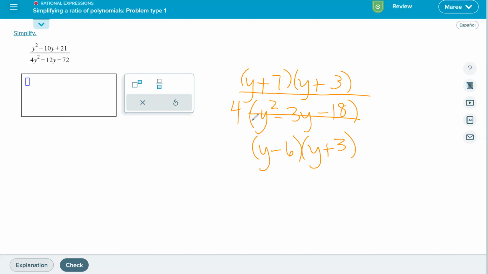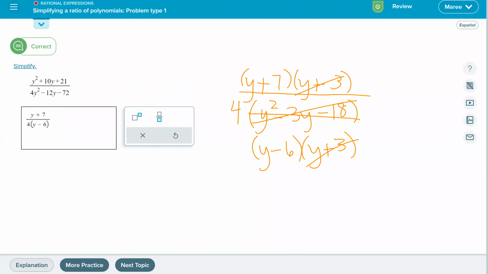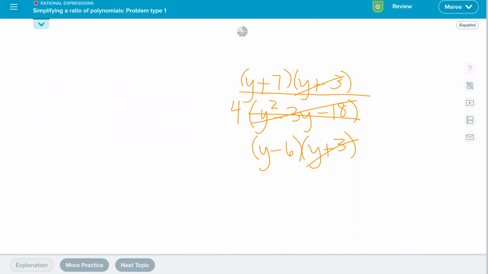There we go. So we're going to be able to cancel our y plus 3, and that will be our final answer: y plus 7 in the numerator. In the denominator, we have 4 parentheses, y minus 6. All right, let's do another one.